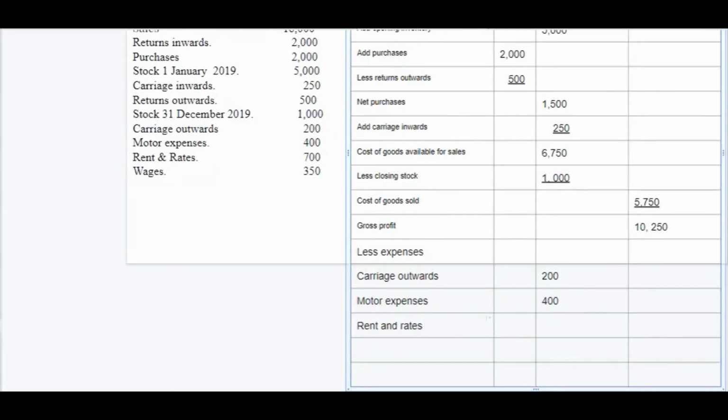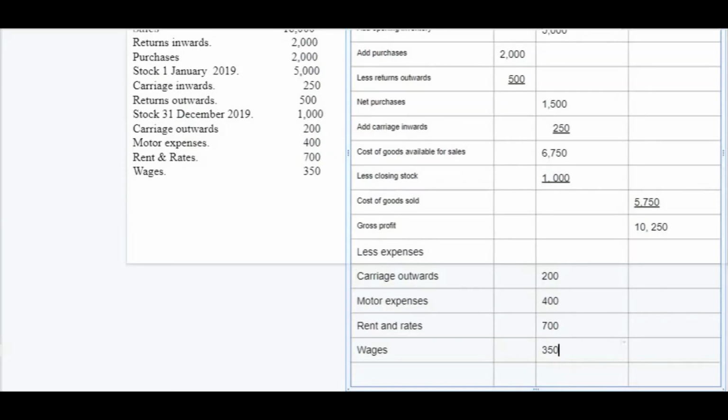Rent and rates here is 700. And then you have wages. Wages here is 350. So now we want to total the expenses. So we have so far 4 expenses. So we want to total.